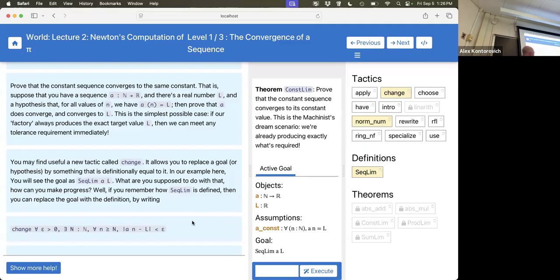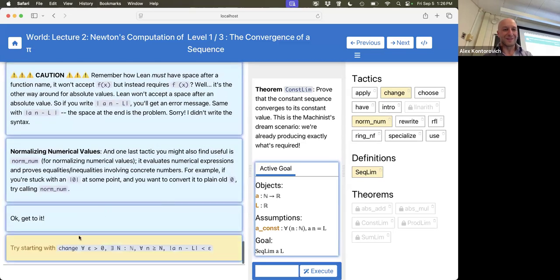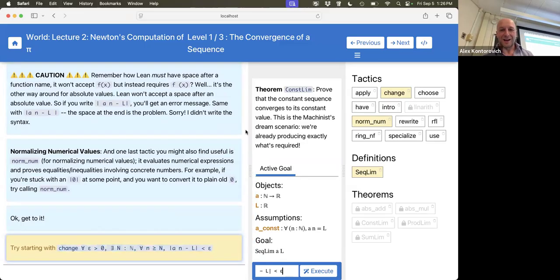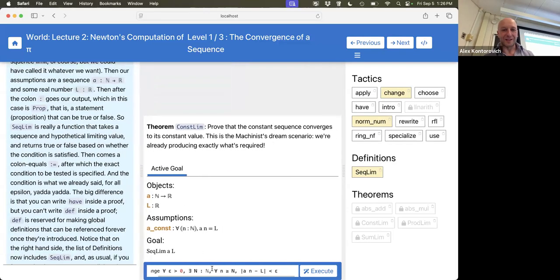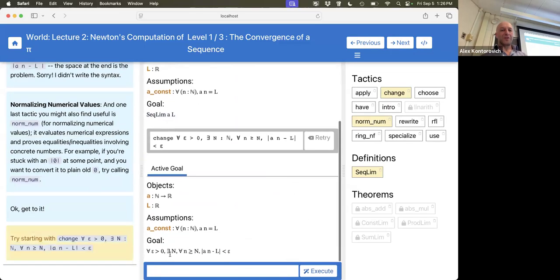What you can do is say change what it says there to something equivalent to it. And the definition of seq lim is for all epsilon there exists an n, so that for all n, this thing. So I'm just going to copy this. That's the hint. The hint is to copy these lines and paste it in. Okay, so I've pasted in change for all epsilon greater than 0, there exists an n, so that for all n, a n minus L is less than epsilon. And that's your seq lim. When I execute that, all it will do is now the goal has become for all epsilon positive, and so on.